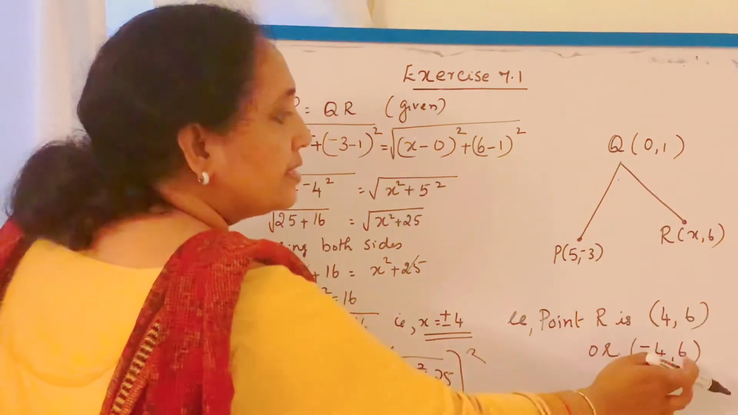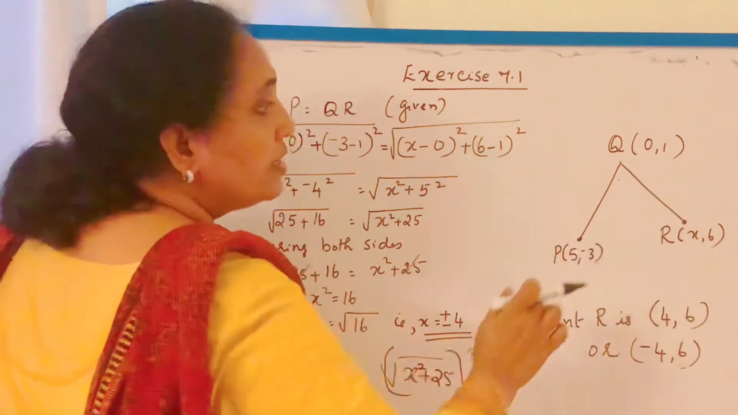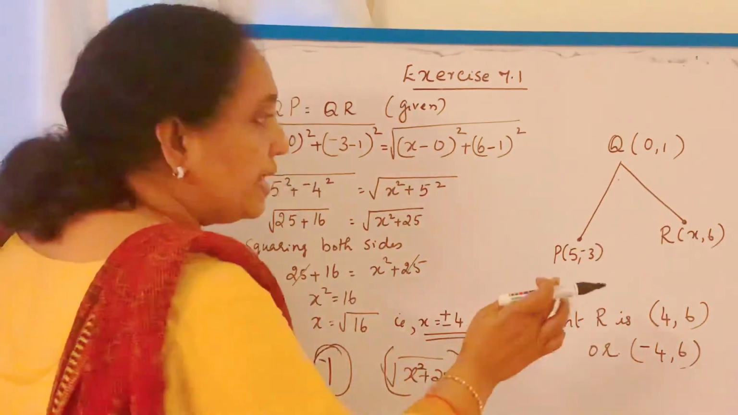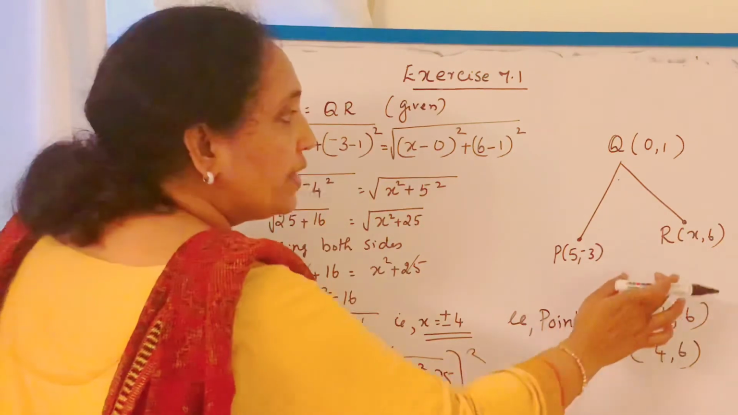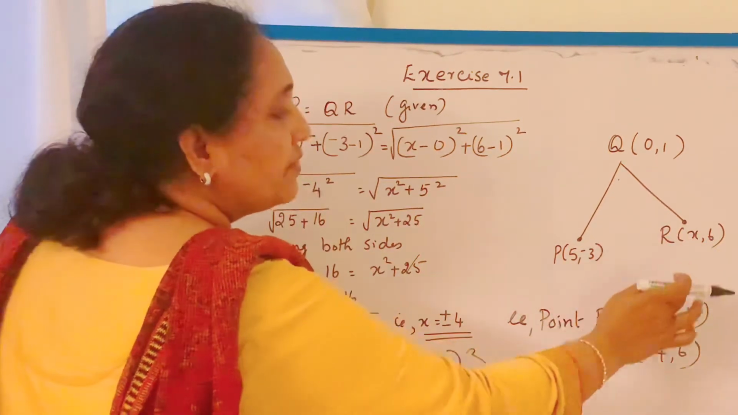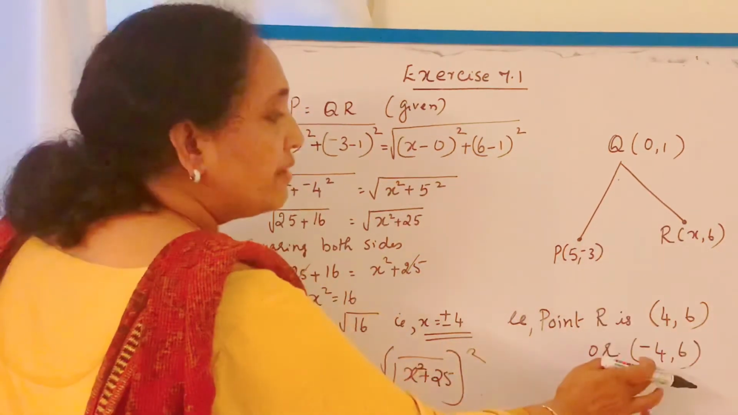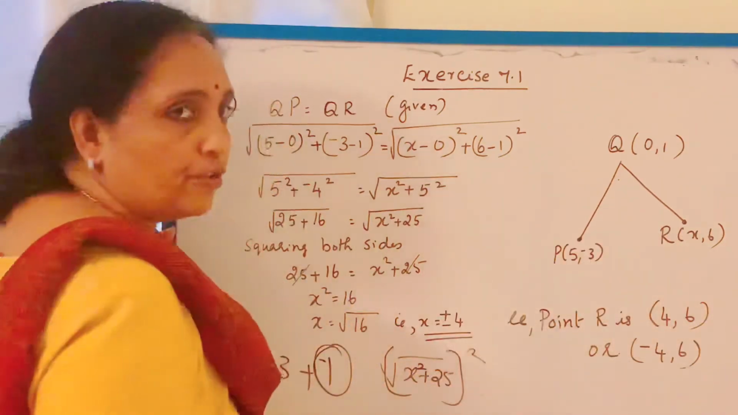Similarly, this value you give, then find out QR. Similarly, for PR also you give two values, first you give this value, then find out PR, then again give this value, then find out PR. Okay.